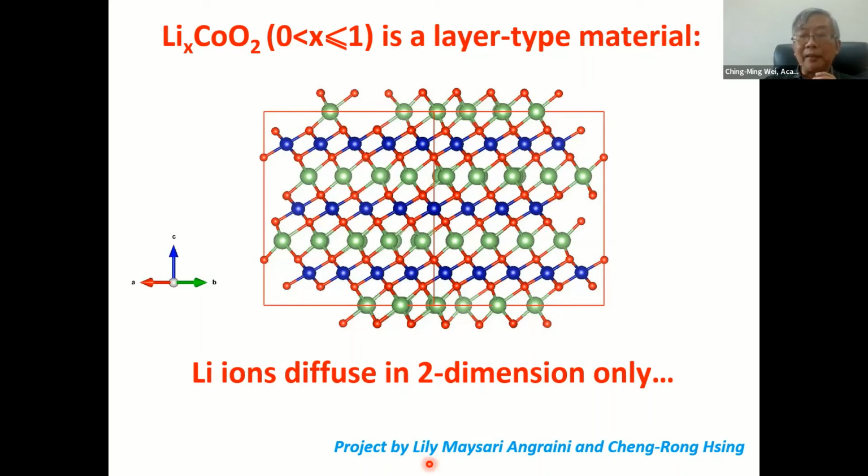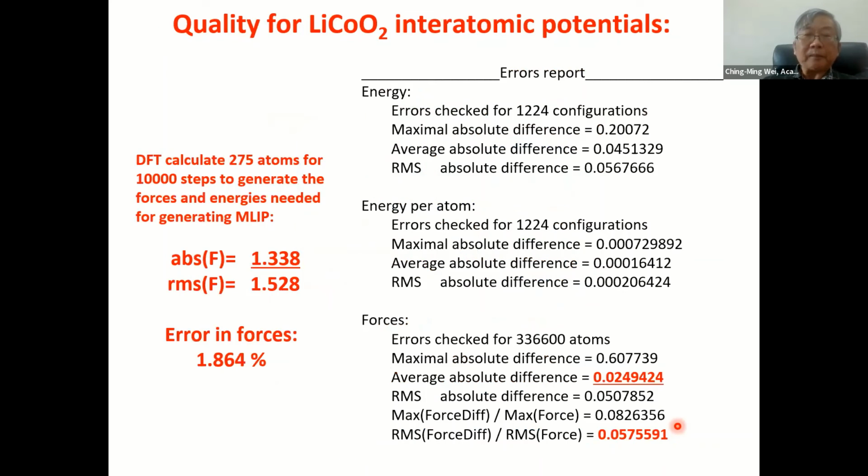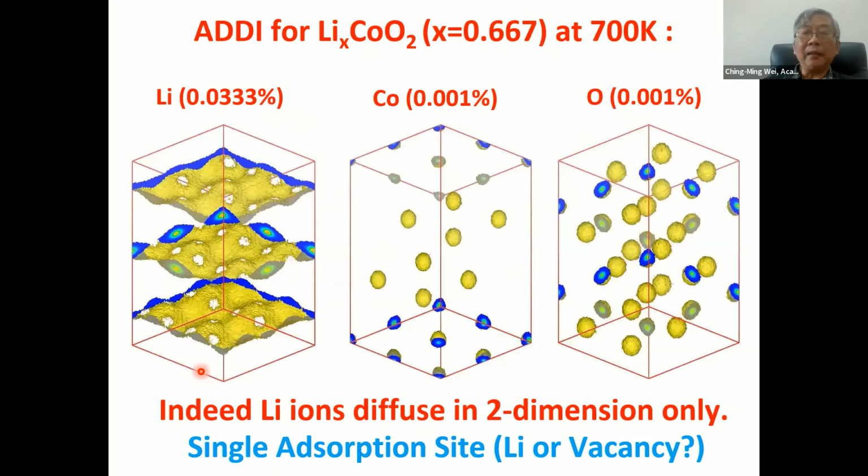The project was done by Lily from Matara and Dr. Shinjano in my group. The quality of this machine learning interatomic potential is now much more accurate, with only 2% error, which is very accurate for atomic potentials. If you do this kind of simulation at 700K and plot the atomic density diffusion function, you can see that these atoms actually move 2-dimensionally.